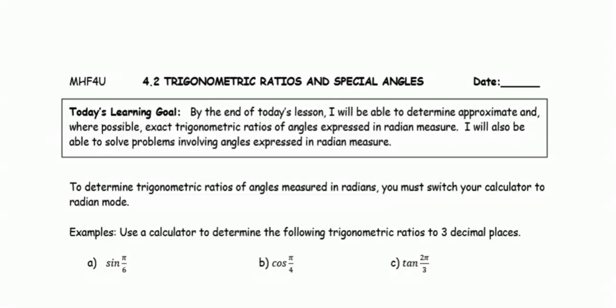Okay, we're going to do 4.2 trigonometric ratios and special angles. By the end of today's lesson, you should be able to determine approximate and exact trig ratios for angles that are expressed not in degree measure, but in radian measure. You should also be able to solve some real-life problems involving angles that are expressed in radian measure.